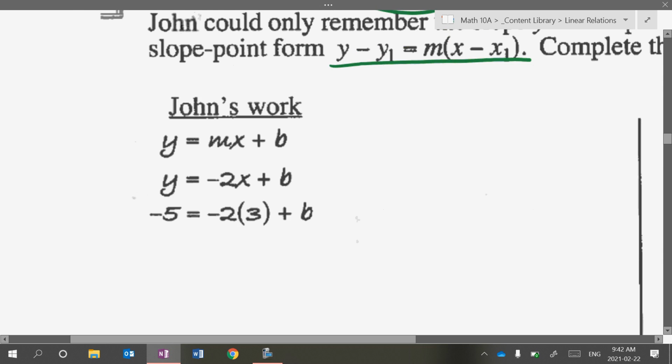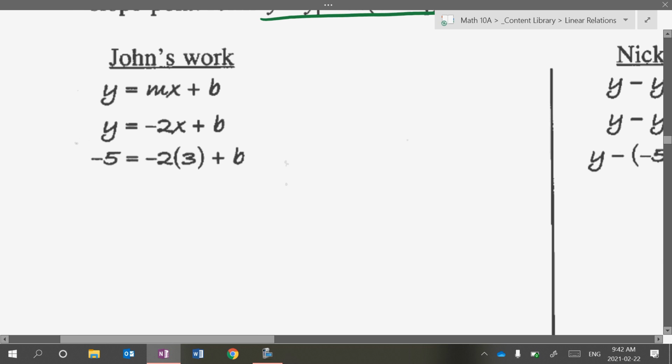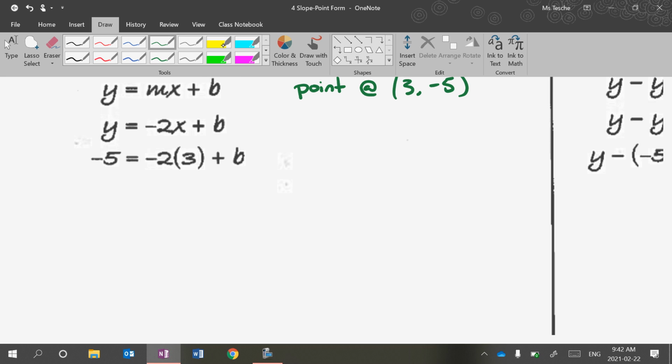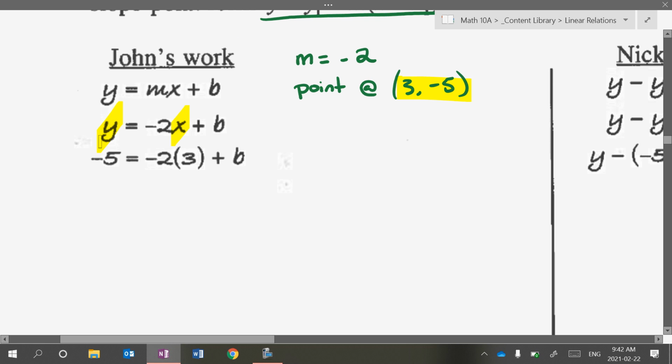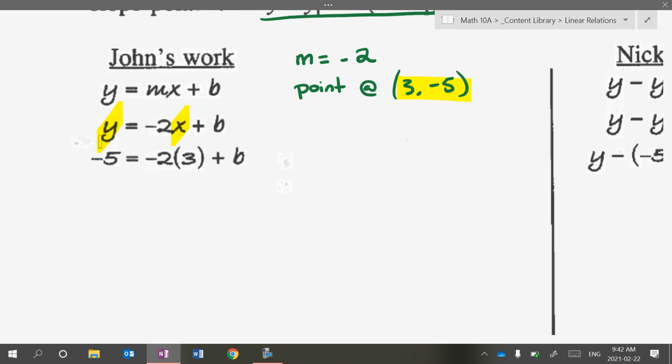So if we look at John, he was like, okay, I remember this equation. I'm going to work with what I have. So he was like, I remember, the question told us my slope is equal to -2. And that we also have a point. What was the point? 3 and -5. So he went, I'm going to plug in that point into my x and y. So he took that point and put it into here. Is he allowed to do that? Totally. There's nothing wrong with that.